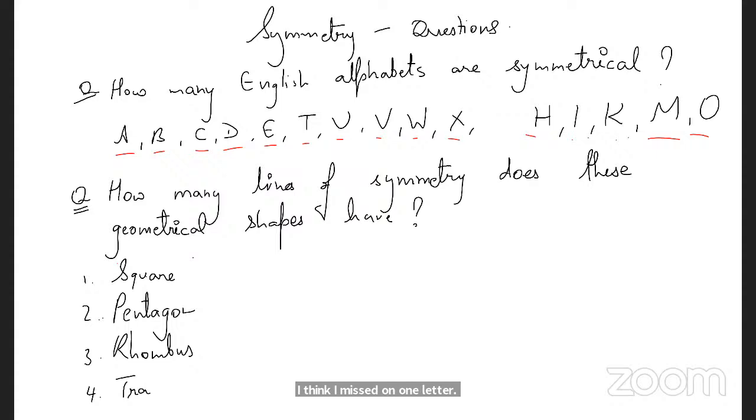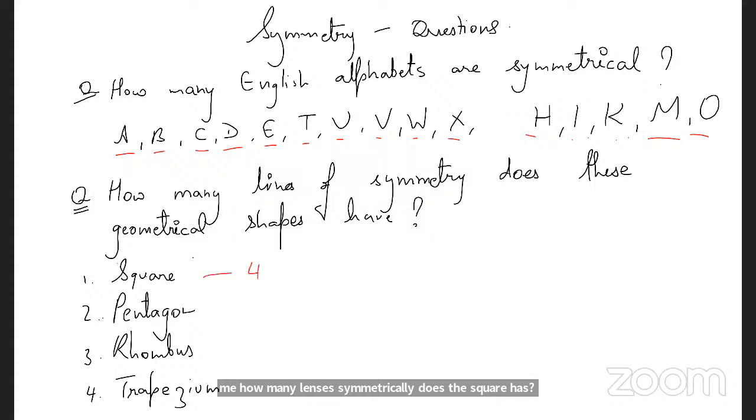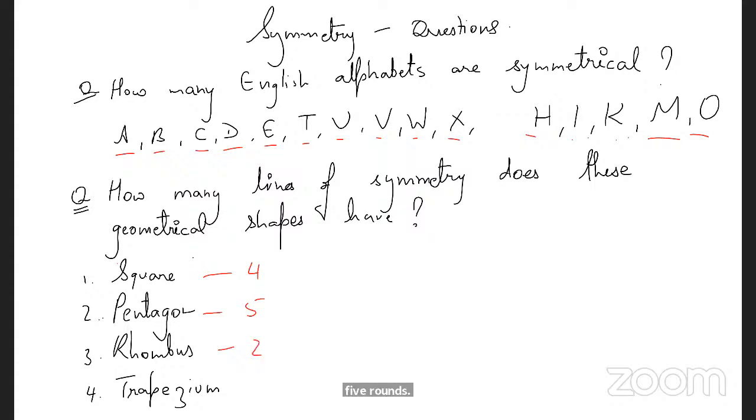Now, a trapezium. Now checking the lines of symmetry in each one. Can you all tell me how many lines of symmetry a square has? Ma'am, 4. Okay. Then a pentagon. 5. A rhombus. 2. And a trapezium. 1. Only 1.